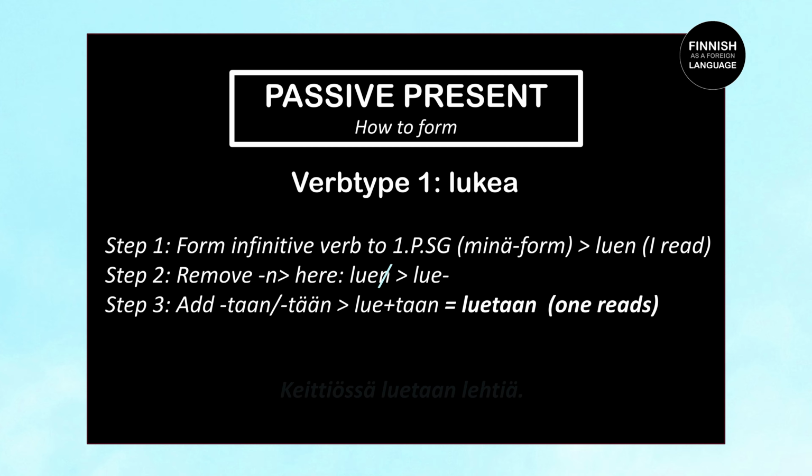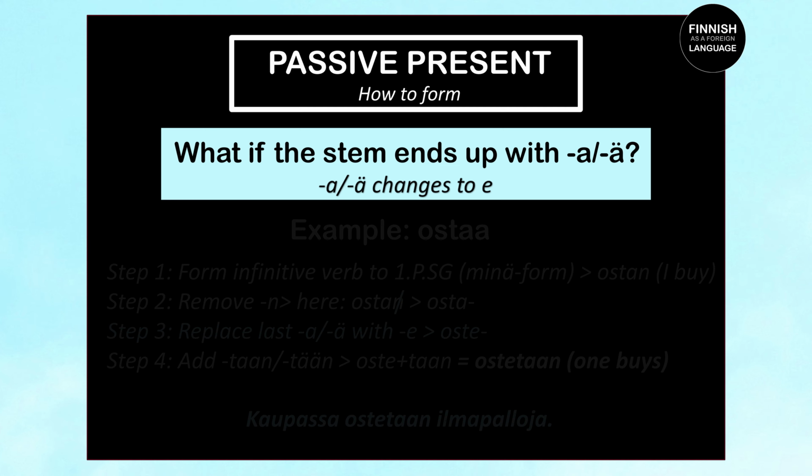Let's see how it works in a sentence. Keitiossa luetaan lehtiä means in the kitchen one reads newspapers or newspapers are read in the kitchen. Keitiossa means in the kitchen. Luetaan here is our passive present verb. And lehtiä is partitive plural of the noun lehti, which means newspaper. Keitiossa luetaan lehtiä.